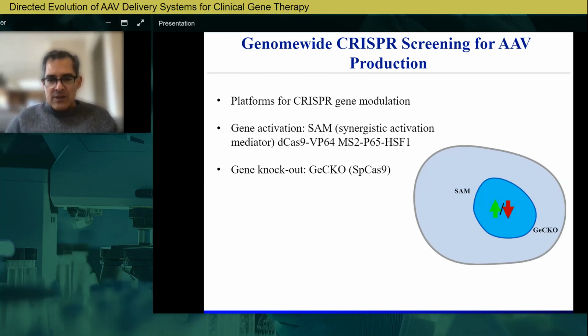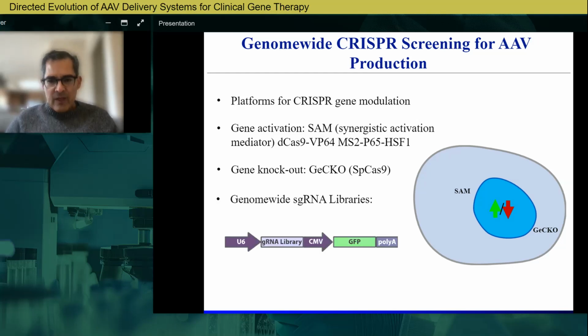And there's a corresponding loss of function approach, which I'm not going to focus on as much, but you can take a nuclease containing Cas9 or active Cas9 and use a guide RNA to direct it to, let's say, the first intron or first exon of a gene. And as a result, this creates an indel that knocks out that gene, throws it out of reading frame. And because this can be done with guide RNAs, you can do it in a genome-wide fashion.